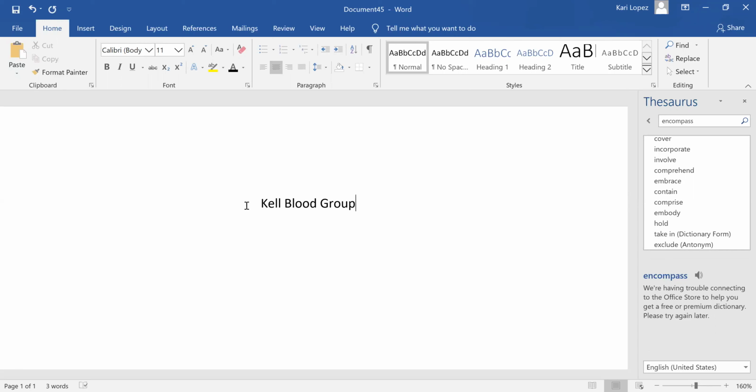Okay, so we're going to be doing the Kell blood group. Now the Kell blood group is kind of larger, with more information within itself. So I'll do one on the Kell blood group and then do a video on the other blood group systems.